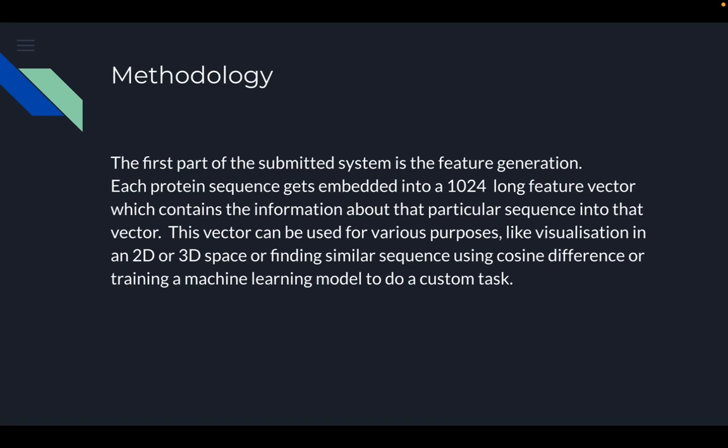I'll briefly go over the methodology that we have used. The first part of the submitted system is feature generation. Each protein sequence gets embedded into a 1024-long vector, which contains the information about that particular sequence. This vector can be used for various purposes, like visualization of a protein sequence in 3D or 2D, finding a similar sequence using cosine similarity or any other metric, or training machine learning algorithms on top of it for a custom task.